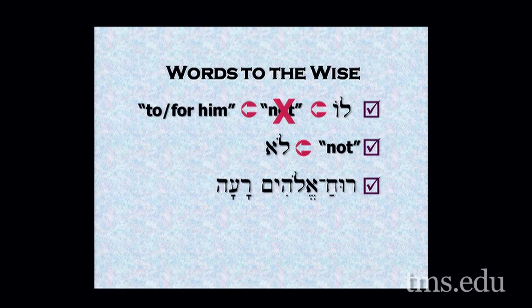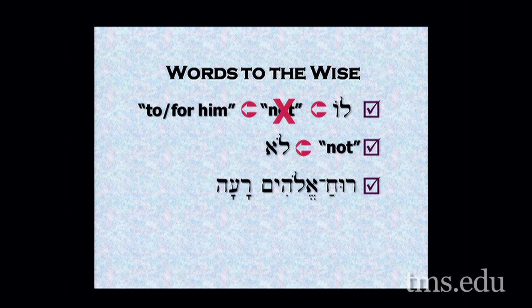Then let's take a look at what appears to be an inconsistency in 1 Samuel chapter 16, where we have Ruach Elohim Ra'ah. And you look at that and you say, well, wait a minute, that's the Spirit of God is evil. If you look at it directly as following normal Hebrew grammar rules, right?